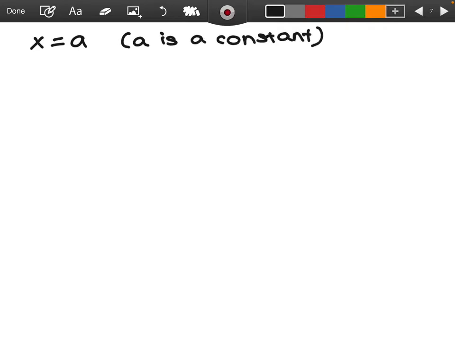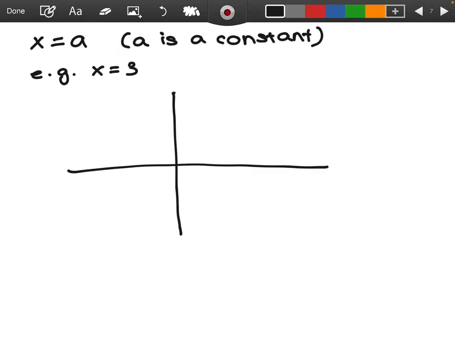There are a few linear equations that I want you to keep in mind. The first one that I want you to think about is x equal to some constant a. An example of this would be x equals 3. Any linear equation of this form has a completely vertical graph. It's a vertical line that will go through the x-axis at (3, 0). So it goes through the x-axis where x is equal to 3.